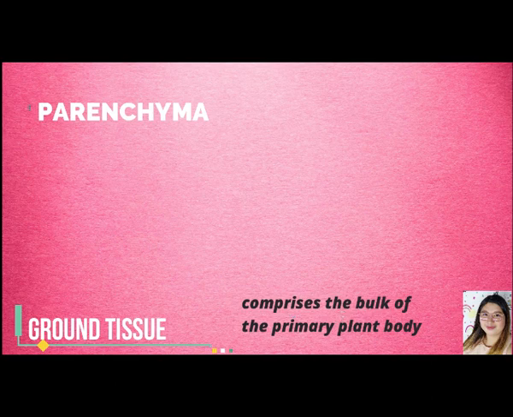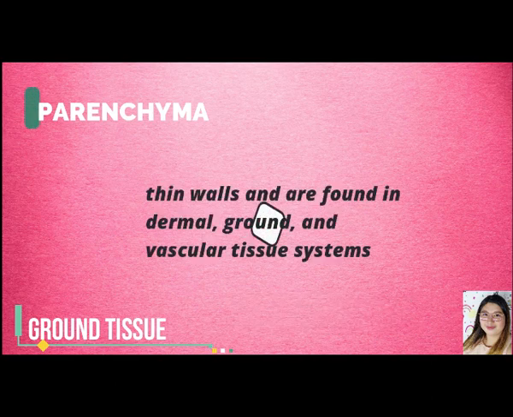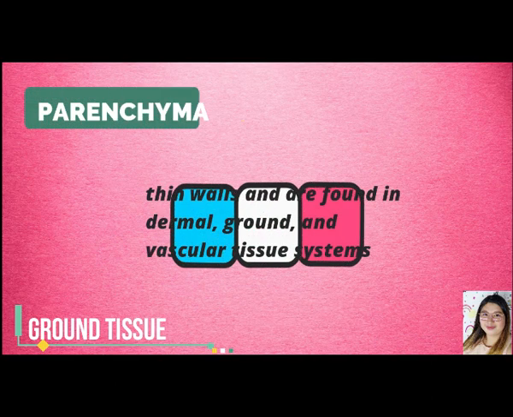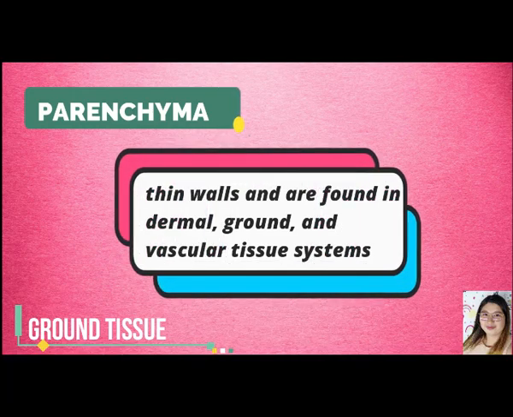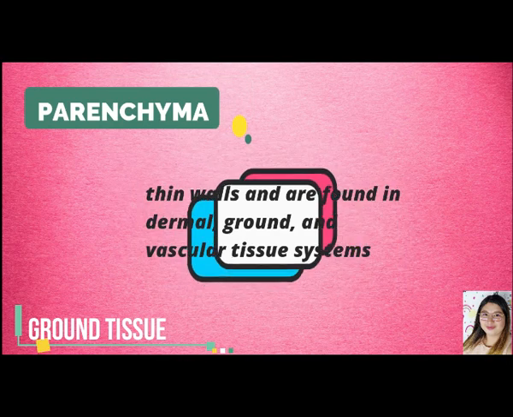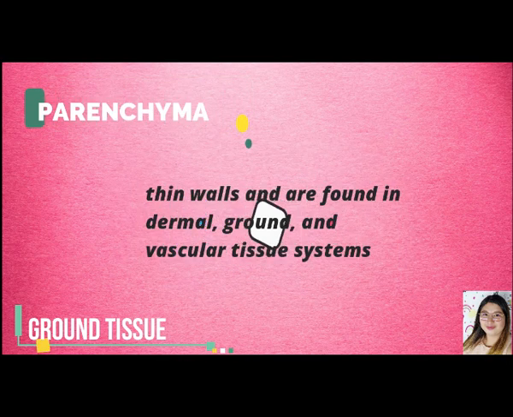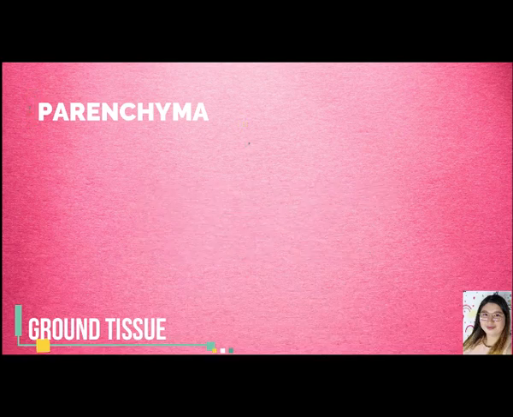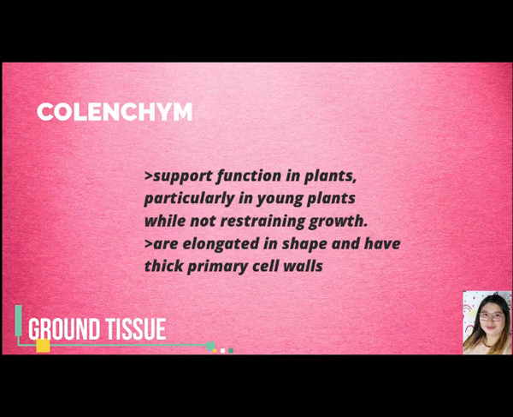So 3 klase ito. The parenchyma cells have thin walls and are found in the dermal, ground, and vascular tissue. So the dermal tissue and then the ground tissue has parenchyma cells. Pag parenchyma cells kasi karaniwan, ito yung mga young na cells natin, but the plants, these are the young cells. That's why it's present in the dermal tissue, ground tissue, and of course the vascular tissue. Mamaya makita natin kung ano yung vascular tissue na sinasabi natin.